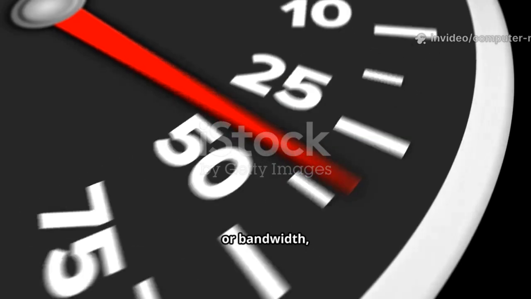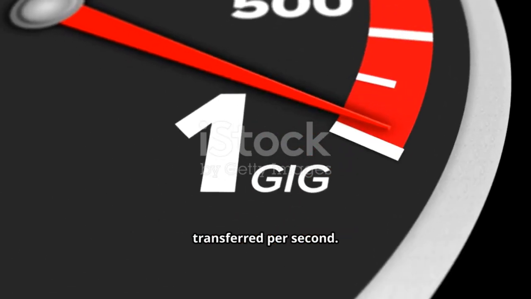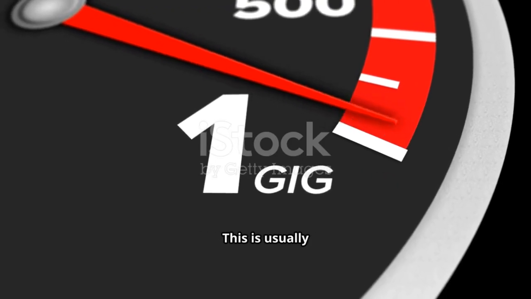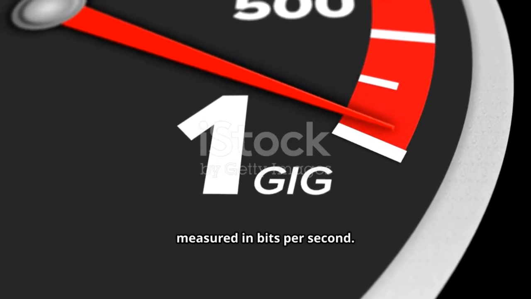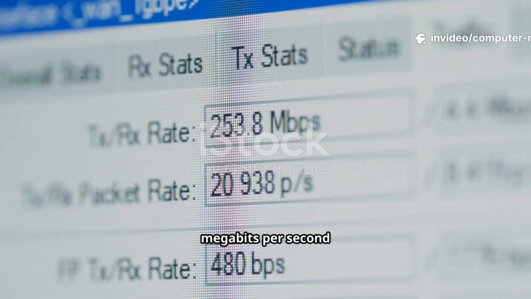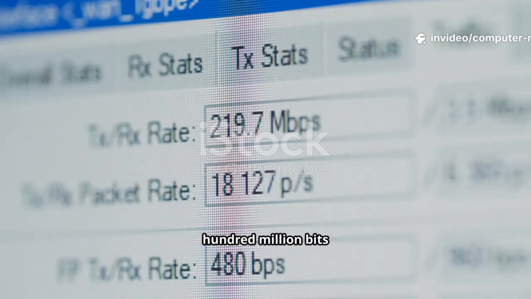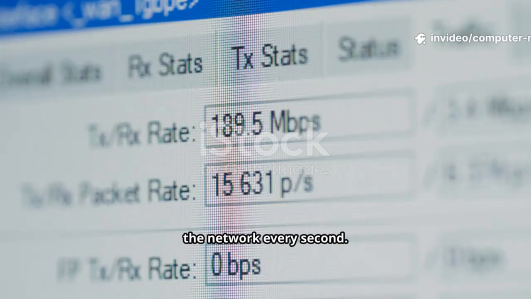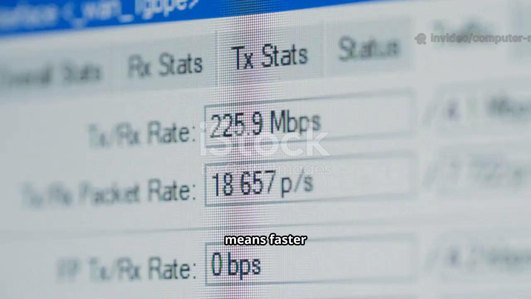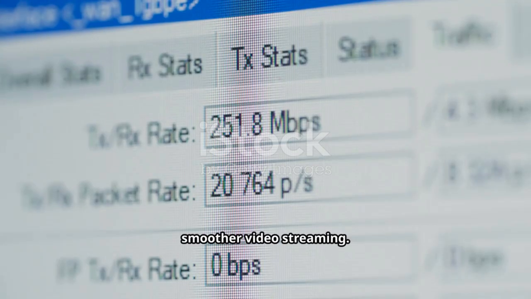Network speed, or bandwidth, measures how much data can be transferred per second. This is usually measured in bits per second. So a connection speed of 100 megabits per second means that 100 million bits can travel across the network every second. Higher bandwidth means faster downloads and smoother video streaming.